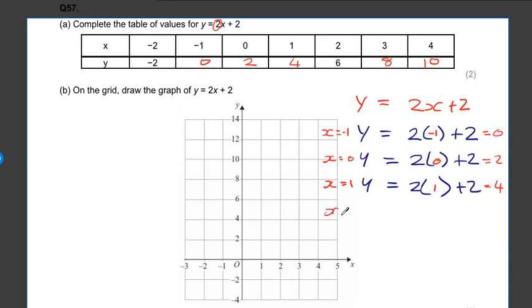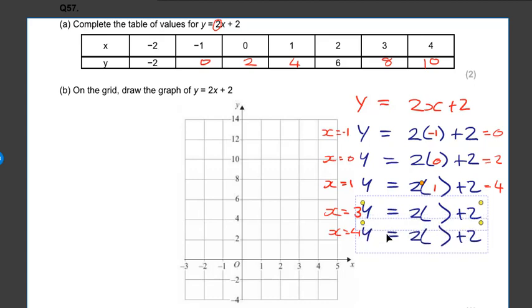You do x equals 3, because x equals 2 is done, and then you do x equals 4. And you'll get the exact same thing. And that's it. If I was in an exam, I'd probably do it both ways just to be sure.